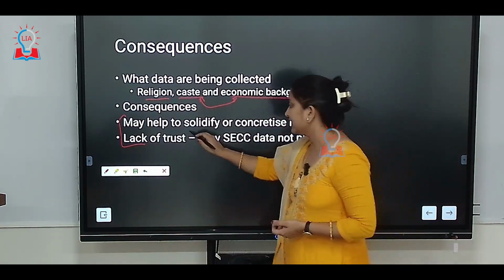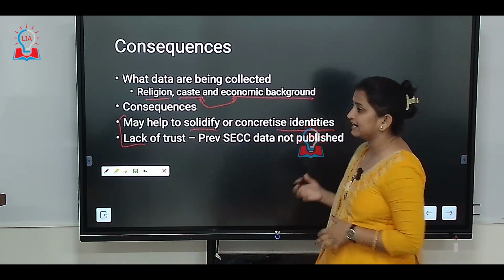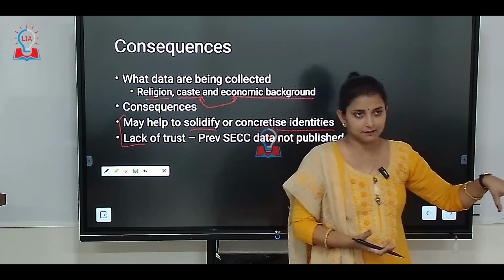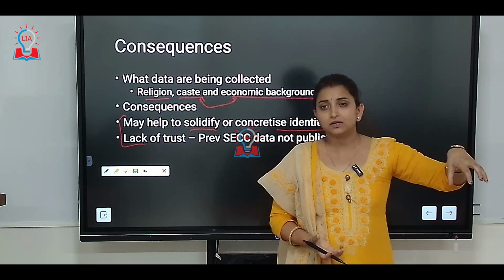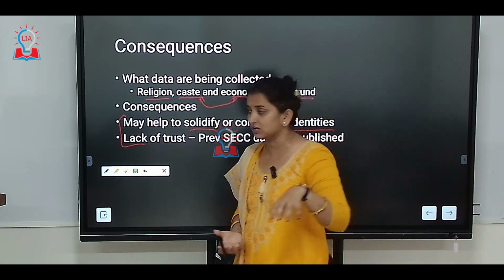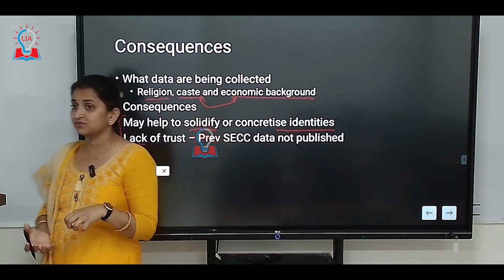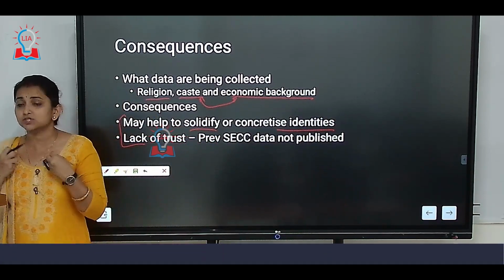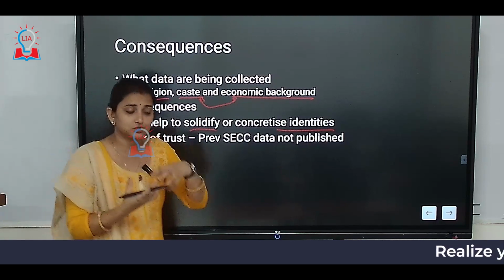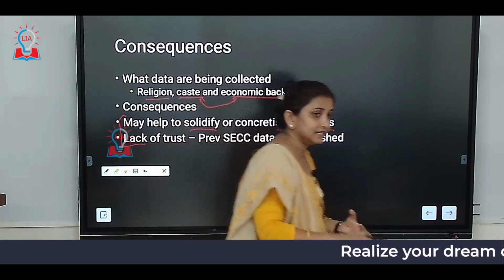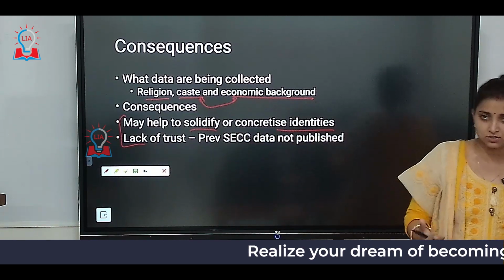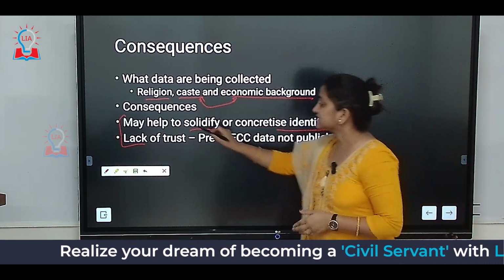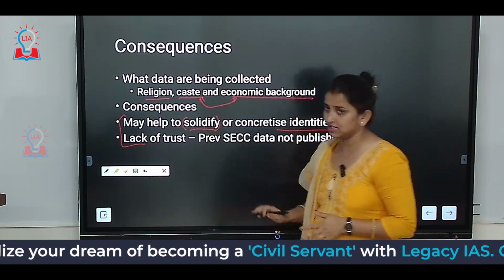On the other hand, these are some of the negative consequences that can come up. It may help to solidify or concretize the identity. For example, let's say after the census data came out, we got to know that a particular caste was not getting proper reservation. Now, because they are not getting proper reservation, that feeling of aggression can strengthen. It can actually solidify, and that particular caste can get more aggressive towards the rest of the society because they are not getting proper representation. So, this can be one of the negative consequences.